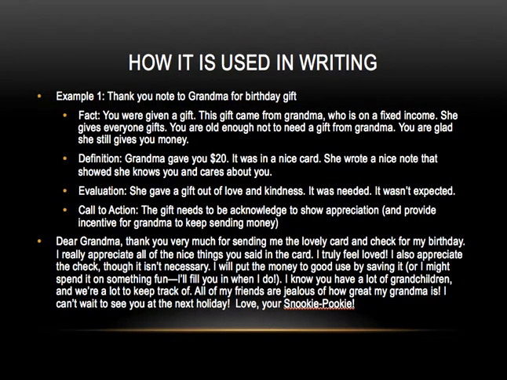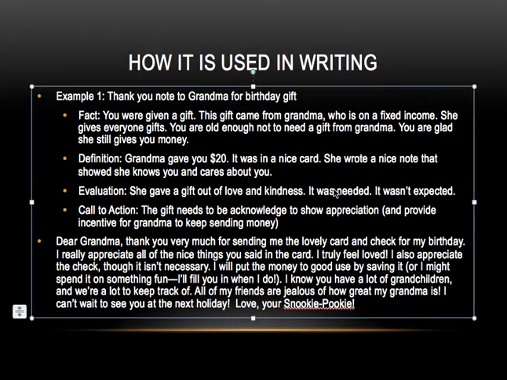And we can use it in writing, and I always use my thank you note for grandma as an example. So you're writing a thank you note to grandma for a birthday gift. We know that the facts are you were given a gift. It came from grandma, who's on a fixed income. She gives everyone gifts. You're old enough not to need a gift, but you're glad, right? She gave you $20. That's the definition. It was a nice card. She wrote a nice note, things like that. Evaluation: she gave you a gift out of love and kindness. It wasn't needed.